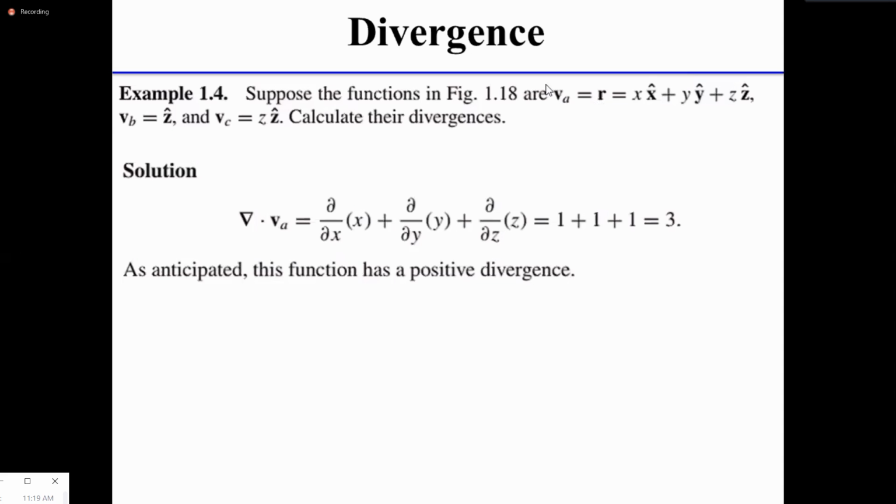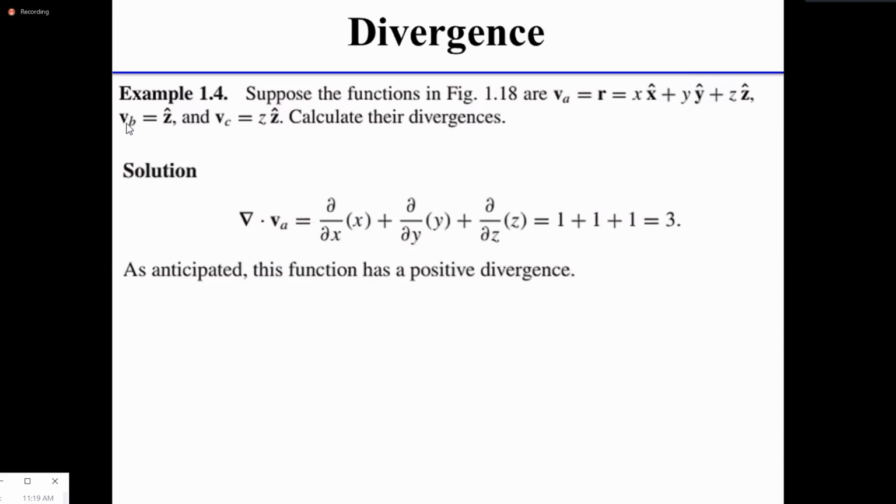We can take an example here, where we have a vector function VA given by R vector. R vector can be written as x cap plus y cap plus z cap. I hope you can understand that this is a radial vector. A radial vector should have a positive divergence, because the value of R will increase as you go away from a point. So this should have a finite divergence.